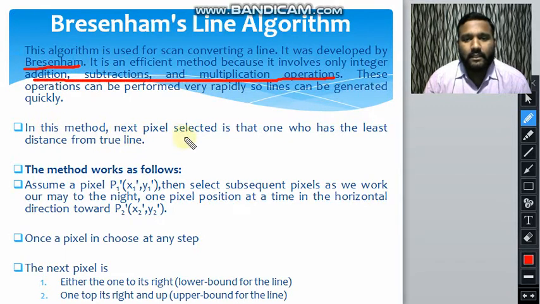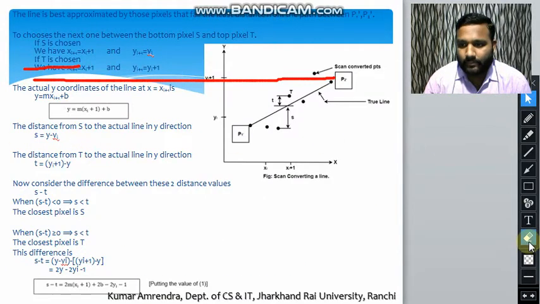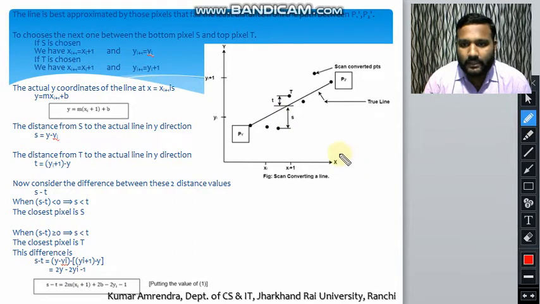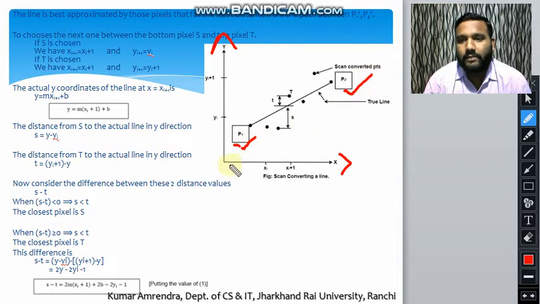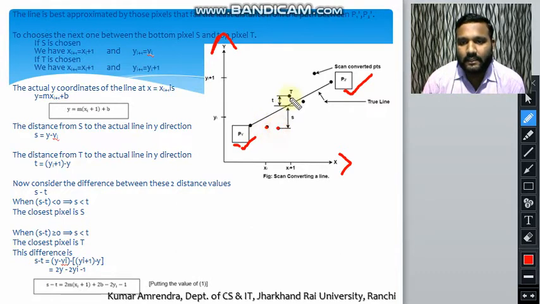In this method, the next pixel selected is the one that has the least distance from the true line. We can see this with the help of this diagram. This is the x axis and this is the y axis, and let's suppose this is the first point P1 and this is the end point P2. From the start point P1 to the end point P2, we will rasterize the line using intermediate points. Here we can see the first intermediate point is this one, then the second, third, fourth and fifth, like that.